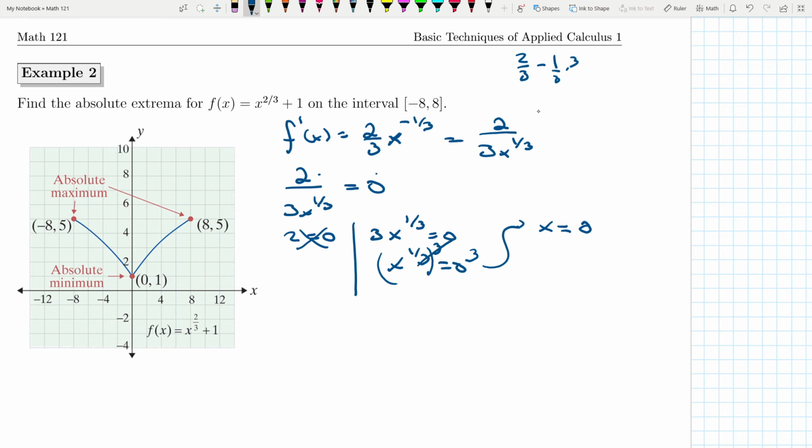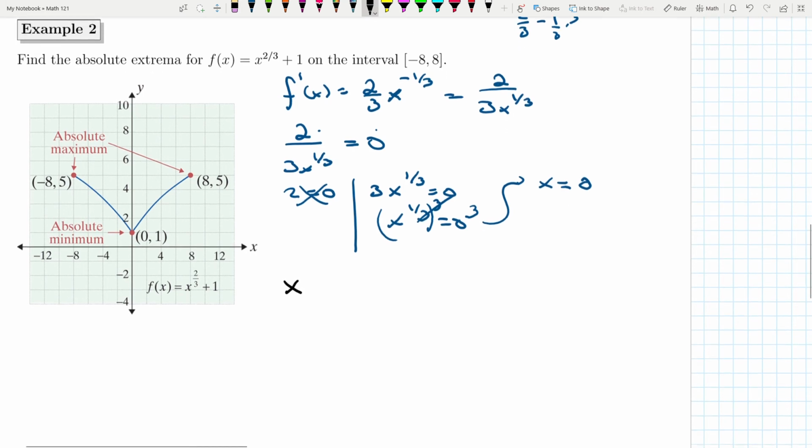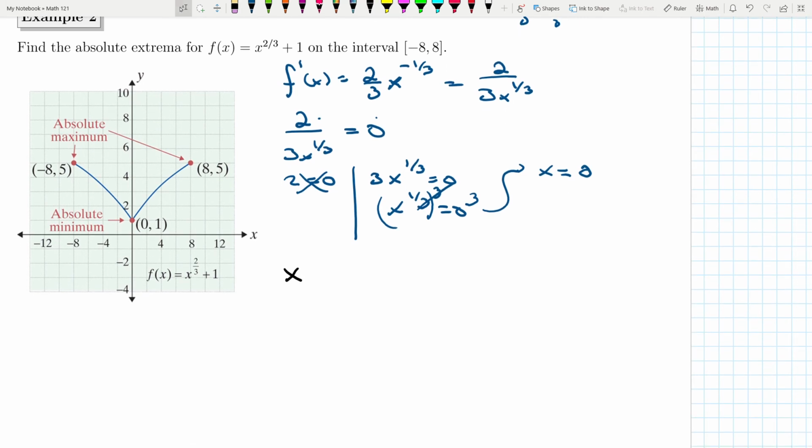So we're going to make a table listing the x values: the lower limit, the upper limit, and the critical values. On the one hand, the lower limit, which is -8, the upper limit, which is 8, and the critical number, which is 0.